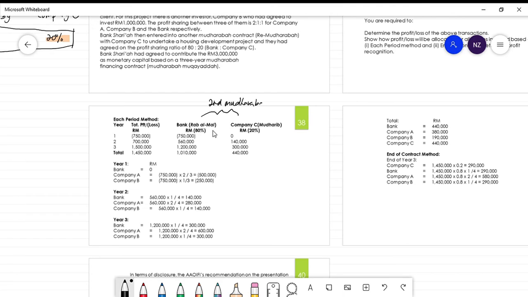Mudharabah. Tapi macam according to this answer ataupun this sample, dia buat asing. Tengok, atas ni is, dalam kotak ni is the calculation for second mudharabah. Yang luar ni adalah calculation for the first mudharabah.